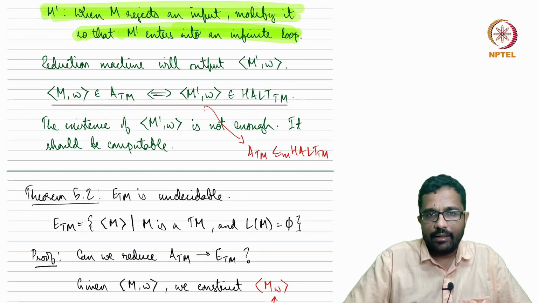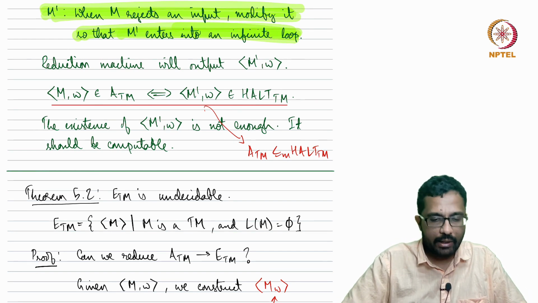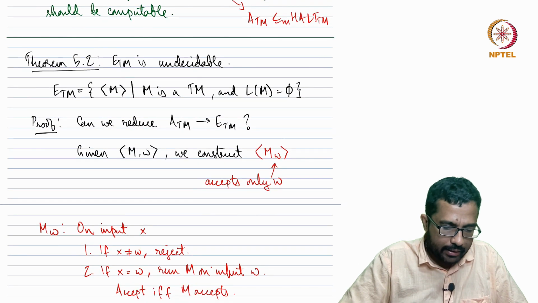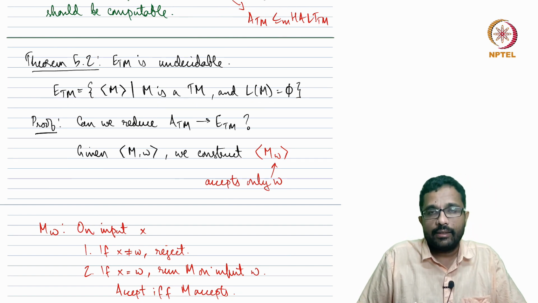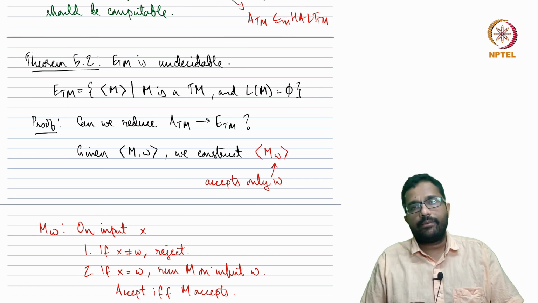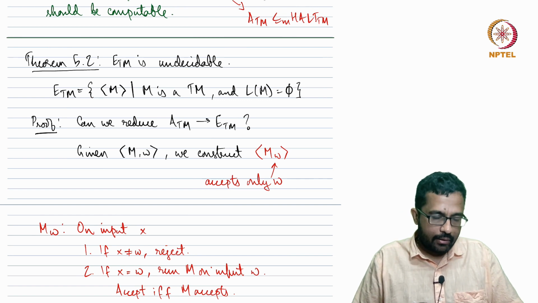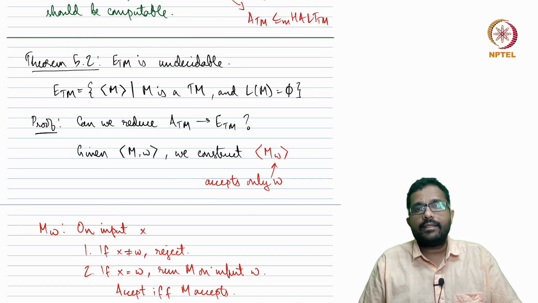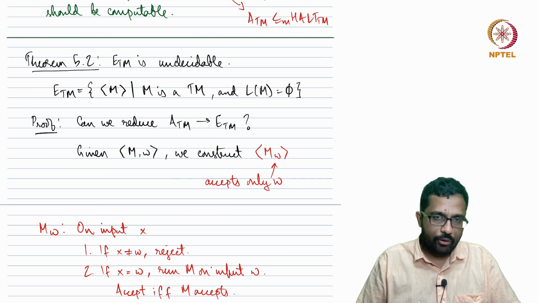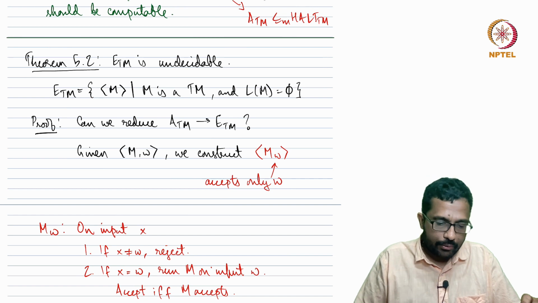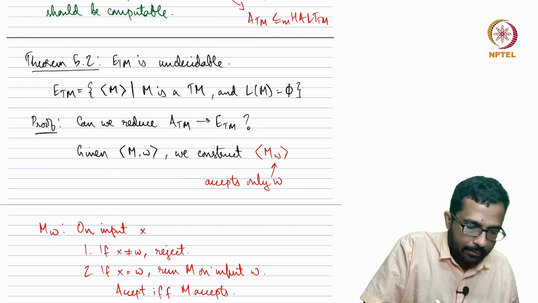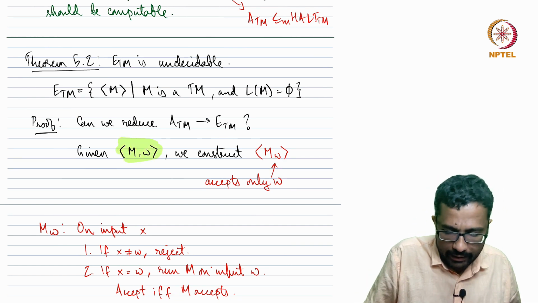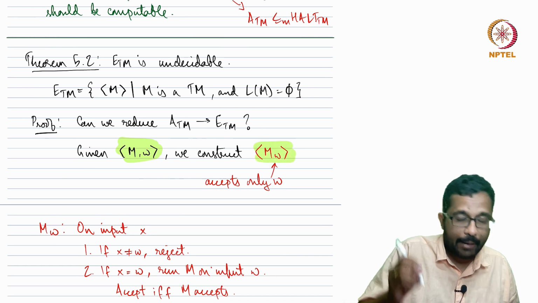Now some more languages using Turing machines which we will show to be undecidable. The first language is ETM. Given a TM M, we are asking whether it recognizes the empty language. This is also undecidable. Let's see why. We will reduce ATM to ETM. Given an ATM instance, which is M comma W, we will construct an ETM instance M subscript W.